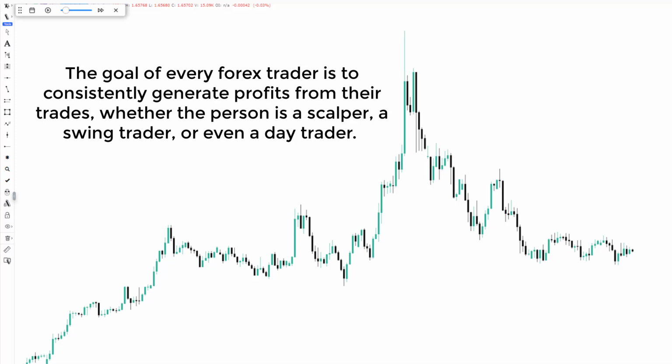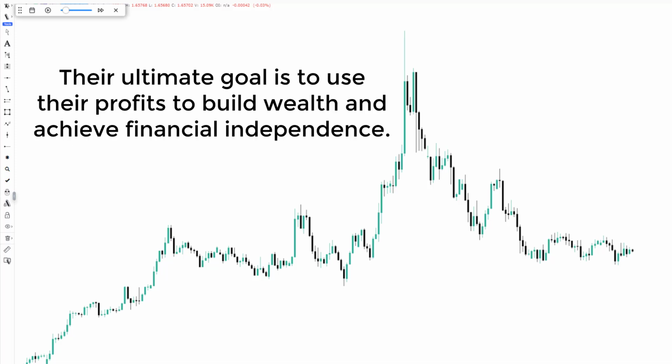The goal of every forex trader is to consistently generate profits from their trades, whether the person is a scalper, a swing trader, or even a day trader. Their ultimate goal is to use their profit to build wealth and achieve financial independence.